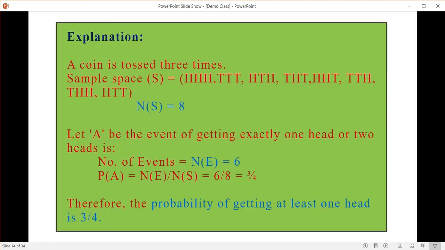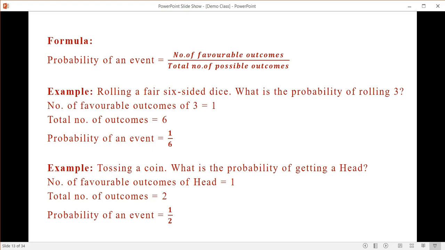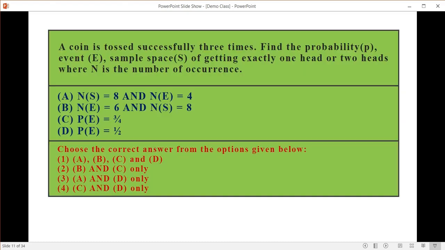Now we come to our question. The question is: a coin is tossed successively 3 times. A single coin is successively tossed 3 times, not only one time. We are going to toss a coin 3 times. Find the probability, event, and sample space. So these are the 3 different values we have to find out. n is the number of occurrences. Here some choices are given.